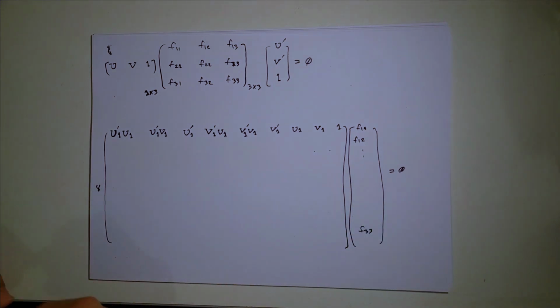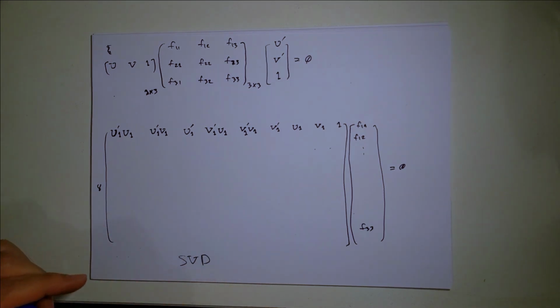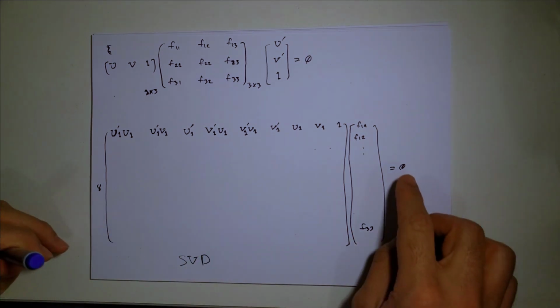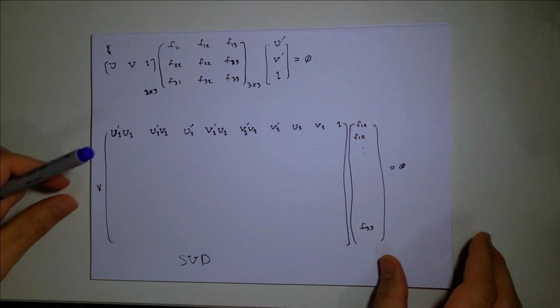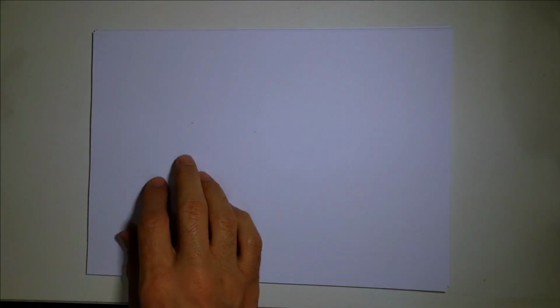Basically, I have a non-homogeneous equation. I cannot use the least square to solve it. I have to use SVD, singular value decomposition, to find the F. So if I use the SVD, I can find the F, and remember the right side is 0. You cannot use the least square.